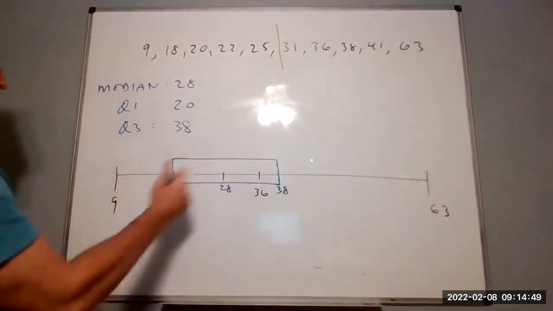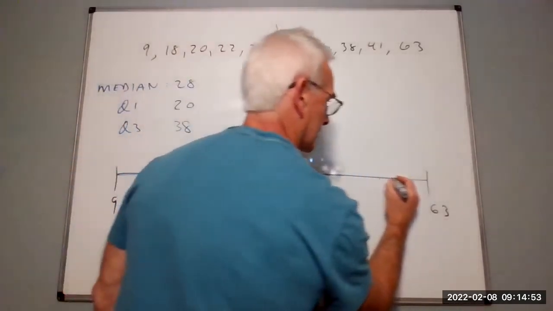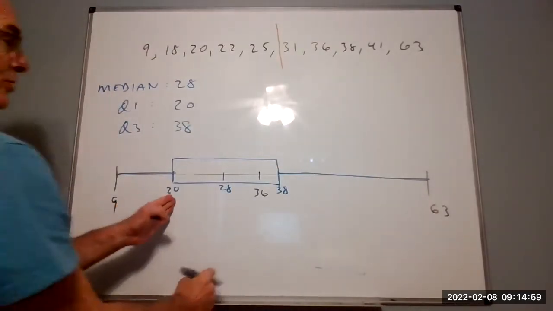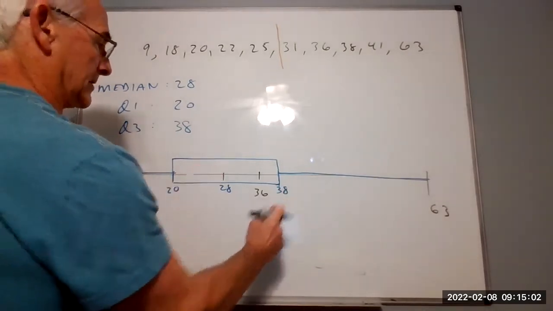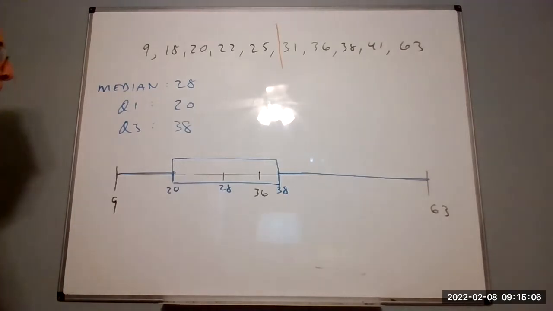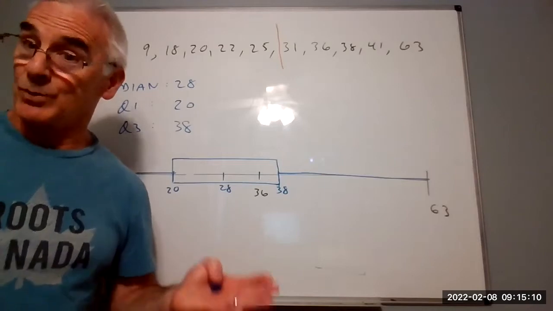So here's my box plot. I am done with the actual picture. That's it. Q1, Q3, median, I have clearly listed. Now, are there any outliers? I don't know. I need to do a calculation.